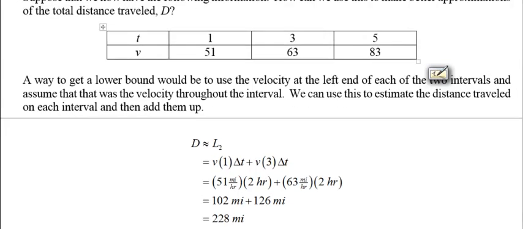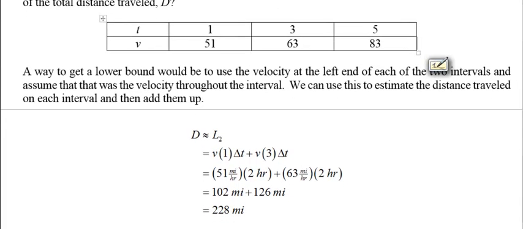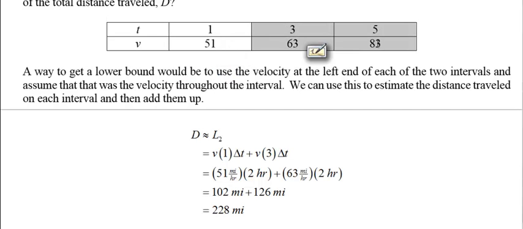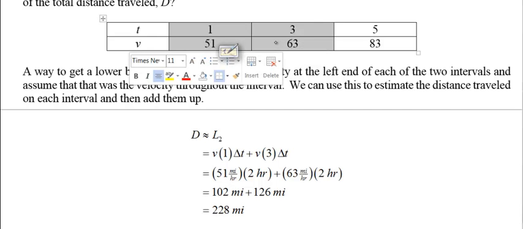So I'm going to call this L sub 2 because I'm thinking of this as two intervals. There's the interval from 1 to 3, and then there's the interval from 3 to 5. So if we start with our first interval, how much time elapsed? Well, 3 minus 1 is 2, so that's a 2-hour interval.